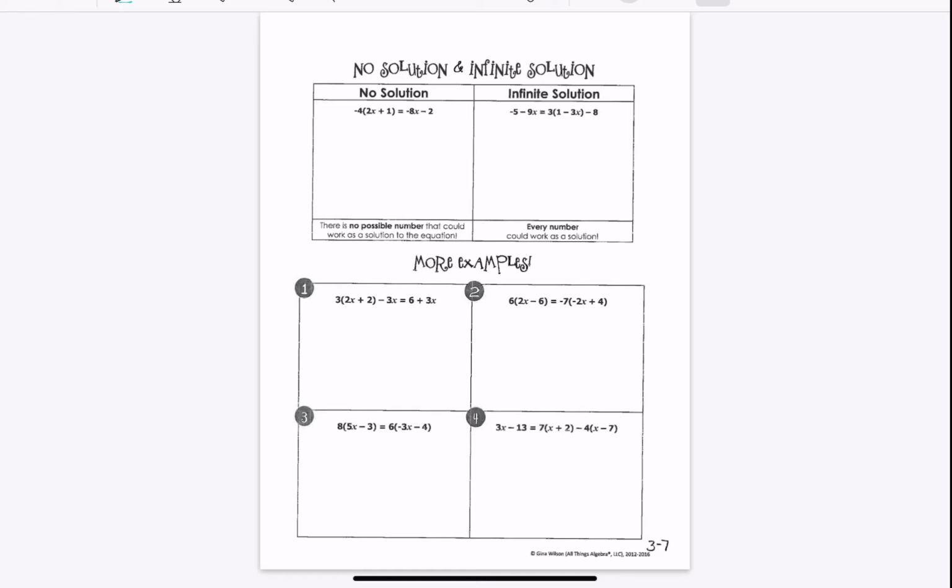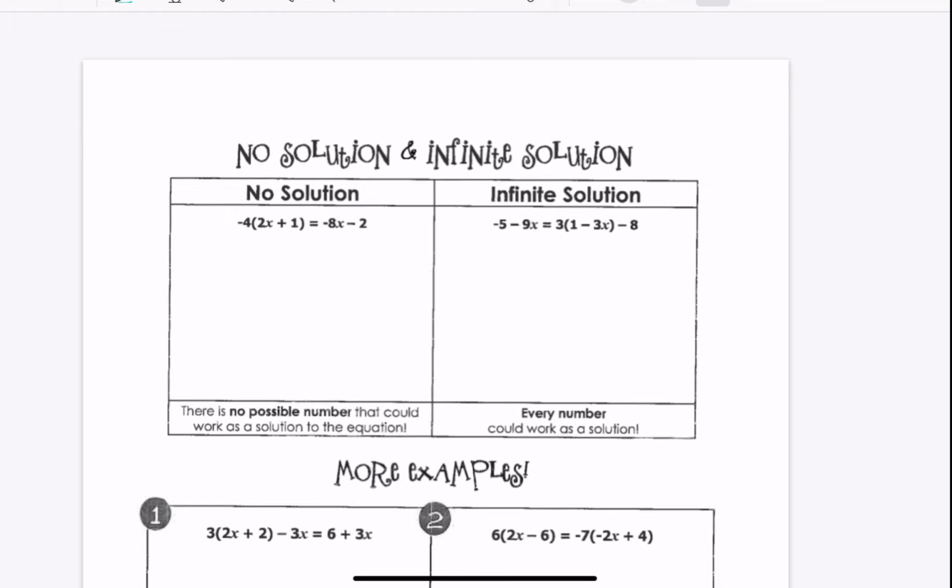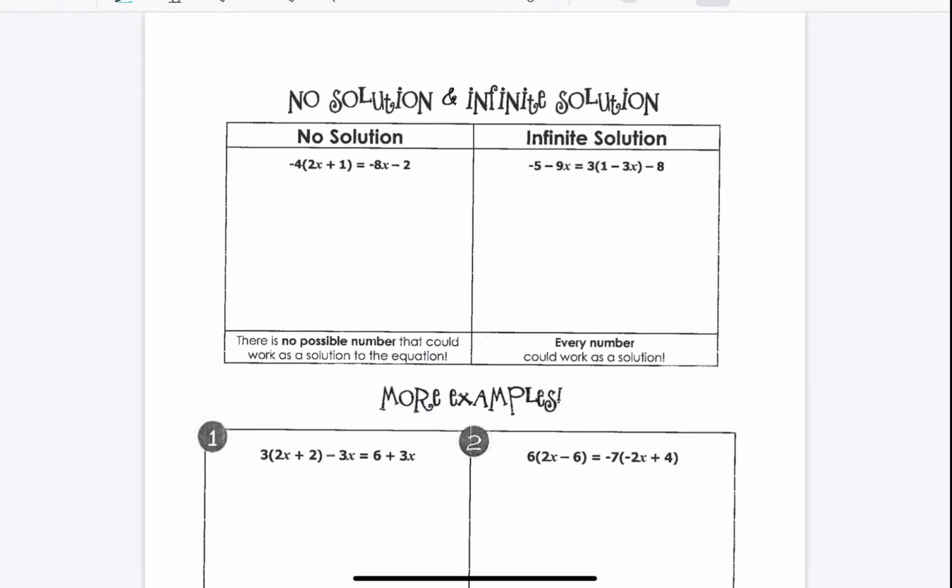Okay, for today's notes, we're going to be doing more multi-step equations on page 37 of our notebook. Up until now, all our equations have had one solution. So some equations have one solution, and that's what we've been looking at so far.